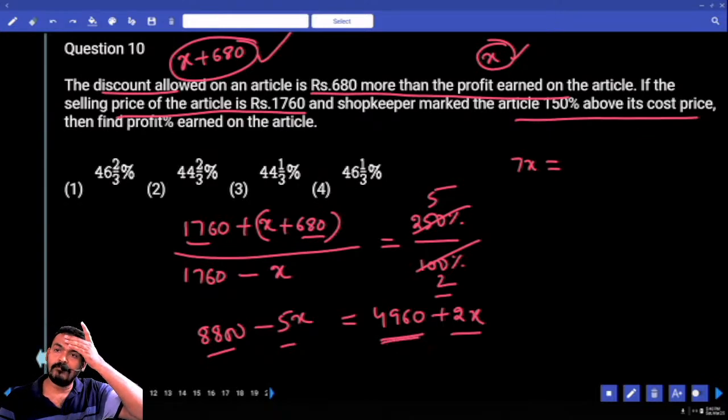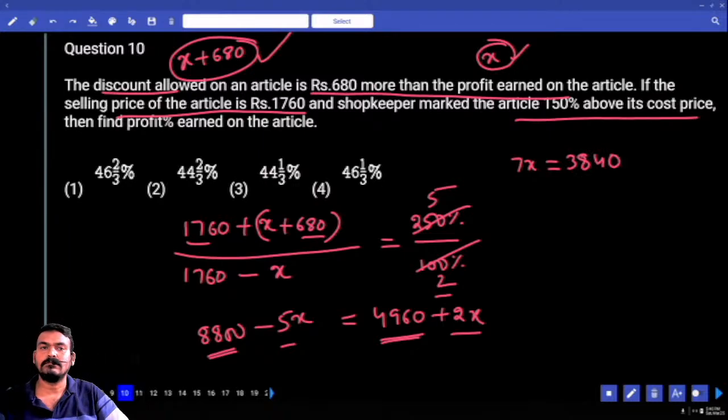Compared to 5000, 40 less. Compared to 5000, 3800 more. Then it is 3840. 7 how many times? 5 times. What is the remaining? 34.